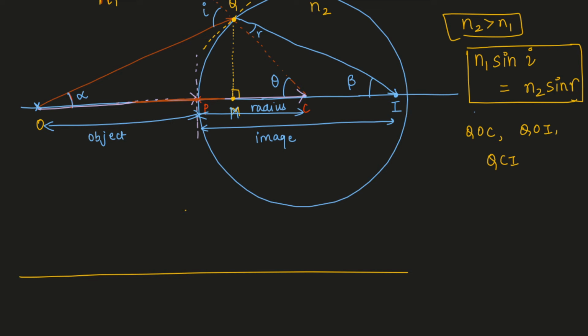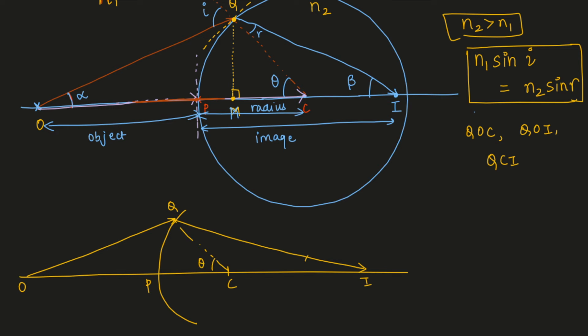So this is a zoomed in view, and we have this ray coming in right here, and this ray going right there, and we have the radius right here. This is Q, this is C, this is I, this is P, this is O, and this angle is theta, this is beta, this is alpha. It's not much better, but still, it is better than before.